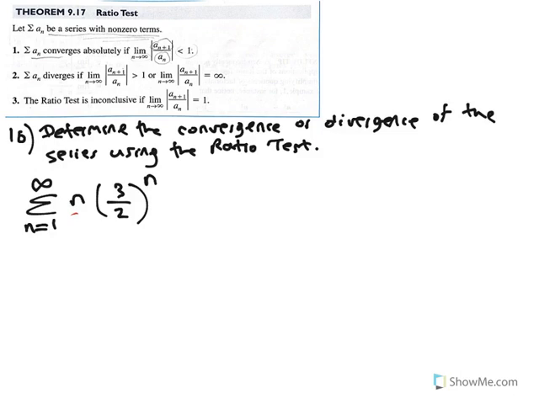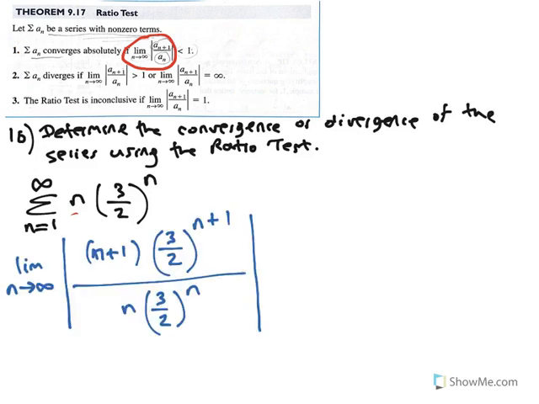So again, as long as you have a series with non-zero terms, you can try the ratio test. And we need to find this limit and figure out what that limit is equal to. And based on what the limit is equal to, we will reach an appropriate conclusion. And if the limit is equal to 1, no conclusion can be drawn. You have to do some other test.